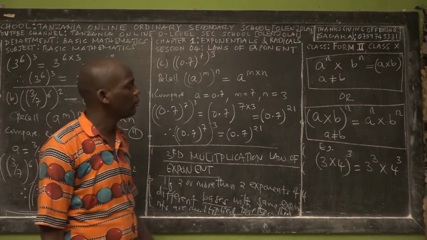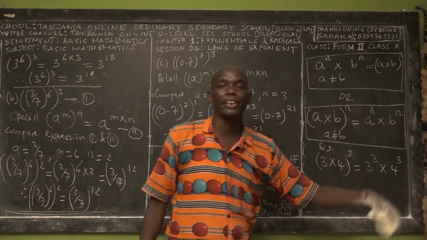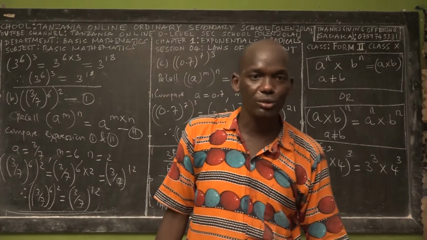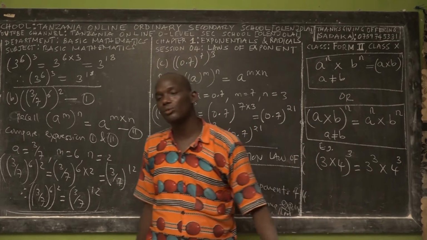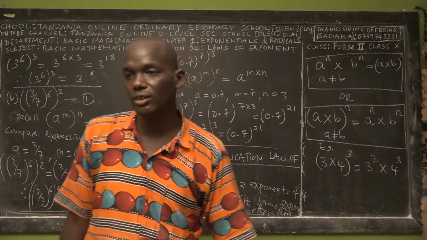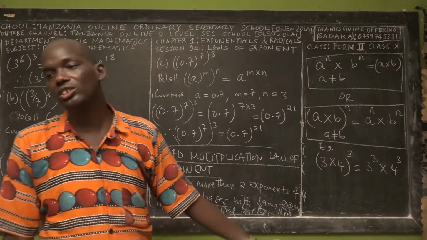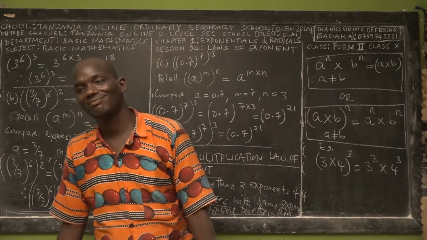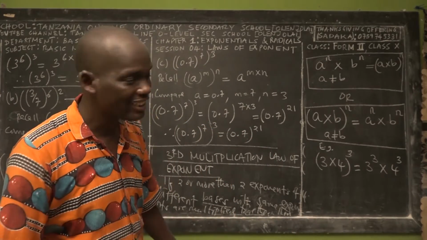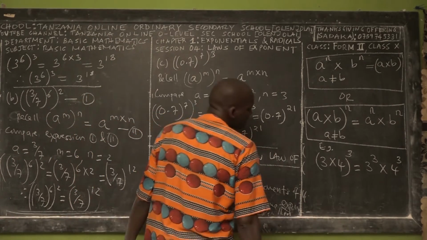So 3 power 3, we know that is equal to 3 times 3 times 3, right? Which is equal to 27. And then 4 power 3 is equal to 4 times 4 times 4, which is equal to 64. So you have 27 times 64, which is equal to 12 times 12 times 12. All right? That's what we are saying.